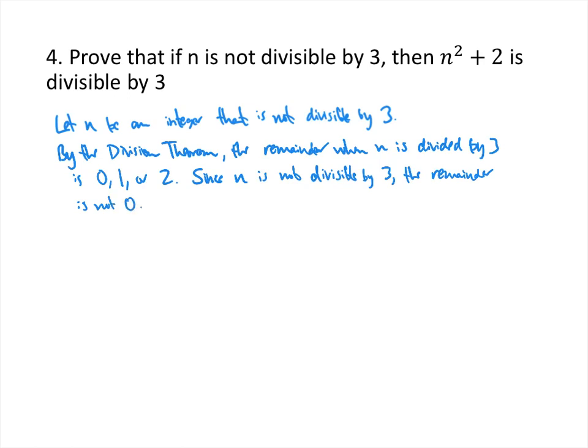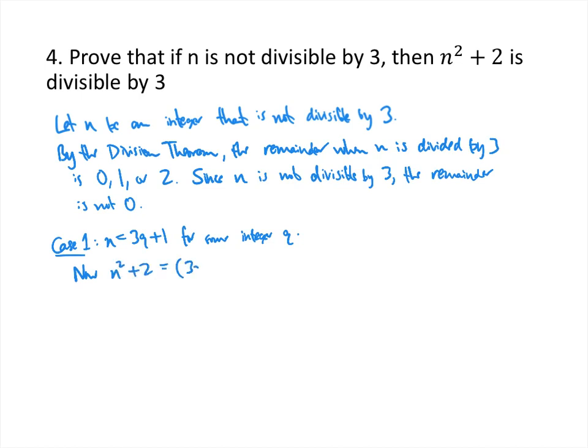So we're going to break those 2 possibilities into 2 cases. So this is a proof by cases. In case 1, if the remainder is 1, that means n equals 3q plus 1. That's how we write that in terms of the division theorem. N equals 3q plus 1 for some integer q. And now what would that tell us about our conclusion? What we hope is that, in this case, n squared plus 2 is divisible by 3. So let's look at what n squared plus 2 looks like.